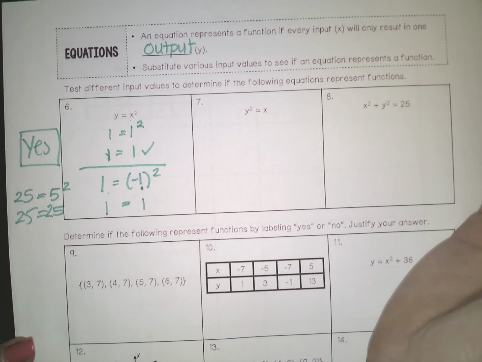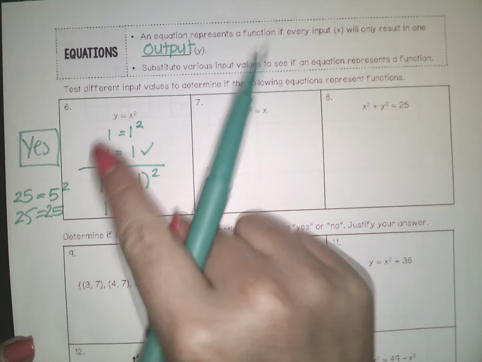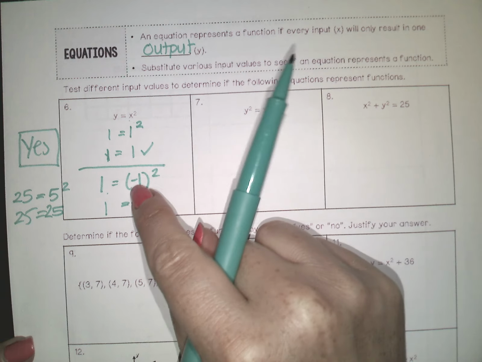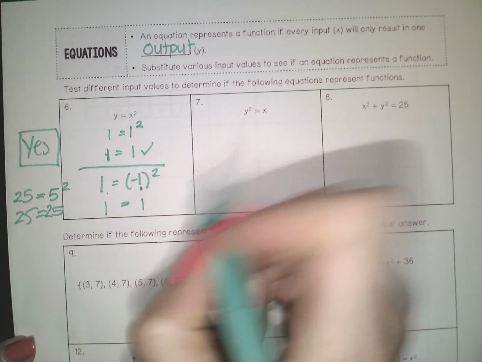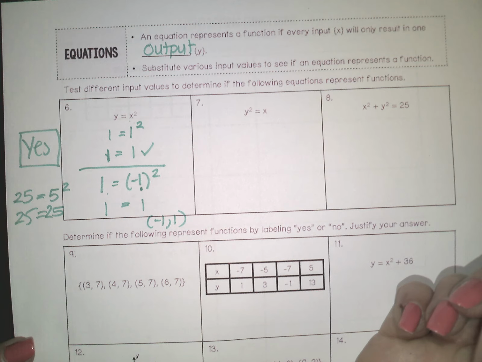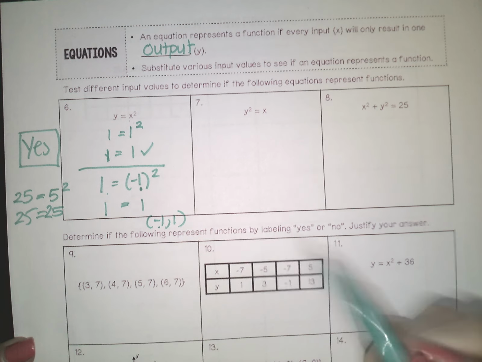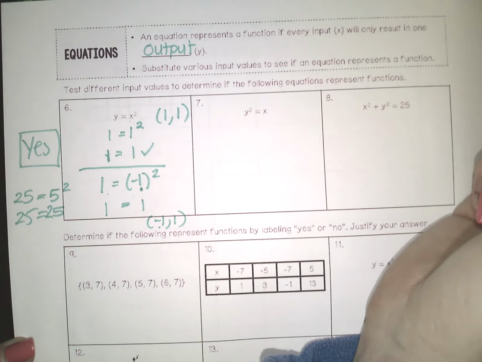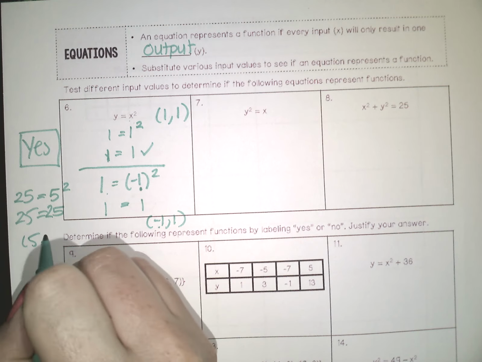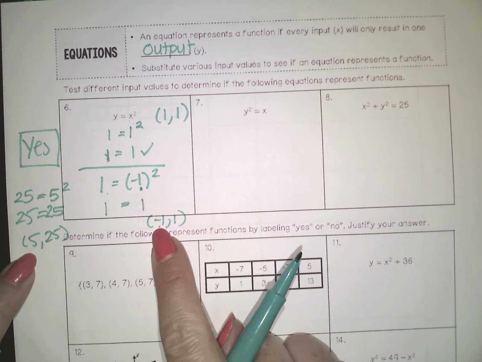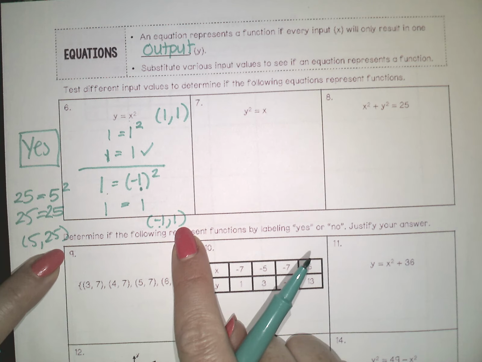Because every input results in one output. If I put that in as an ordered pair, it might help you see that. We inputted negative 1 and we got out 1. We inputted 1 and we got out 1. We inputted 5 and we got out 25. Every example of x produces its own y value.